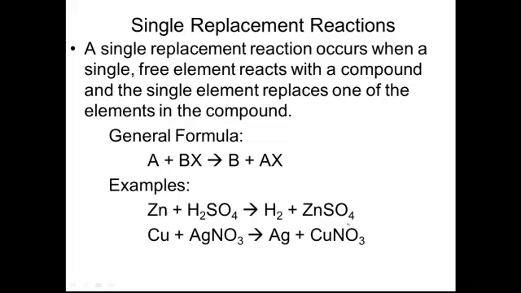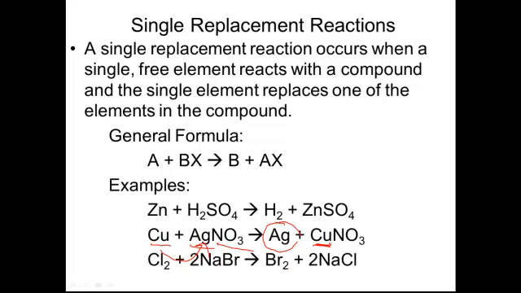Okay, here's another one. You've got copper reacting with silver nitrate. Metal, metal. Here are the nonmetals. So the copper is going to kick out that metal. So now the silver is by itself, and now the copper is with the nitrate instead of the silver.